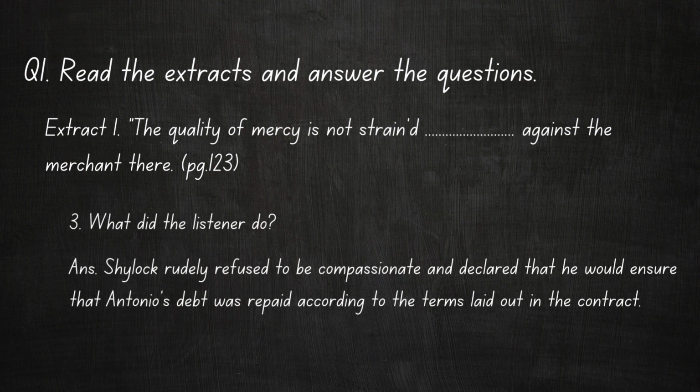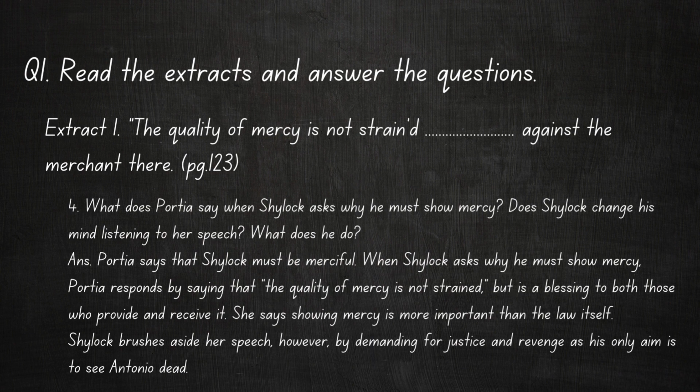Question 3. What did the listener do? Answer. Shylock rudely refused to be compassionate and declared that he would ensure that Antonio's debt was repaid according to the terms laid out in the contract. Question 4. What does Portia say when Shylock asks why he must show mercy? Does Shylock change his mind listening to her speech? What does he do?